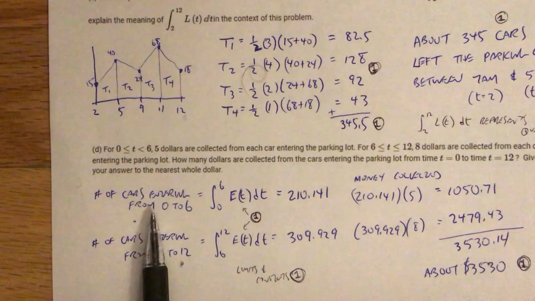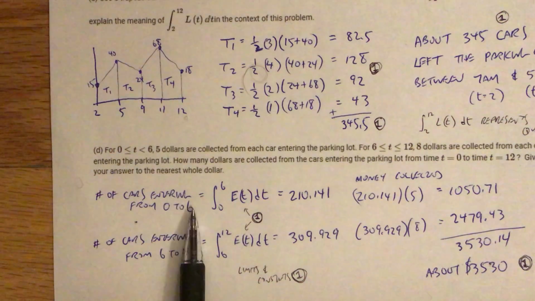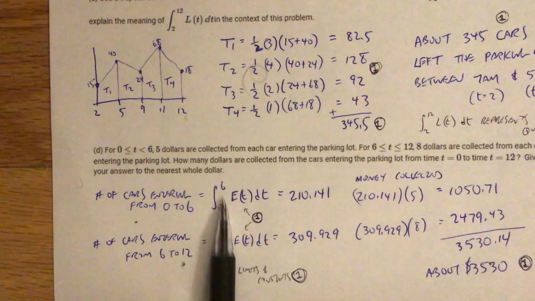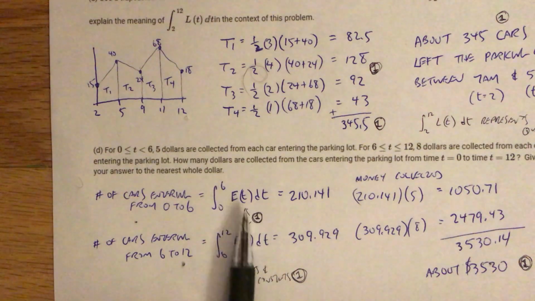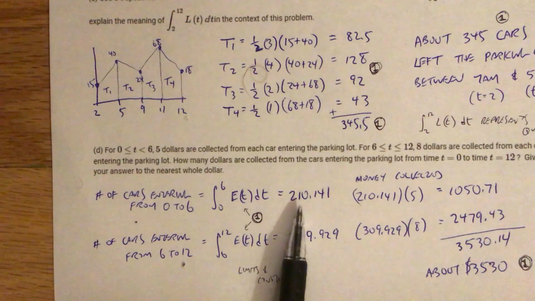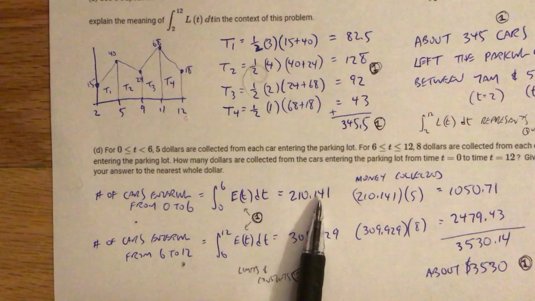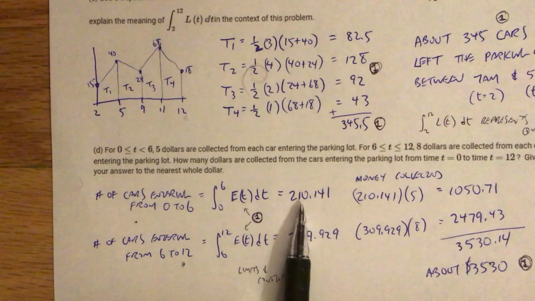How many cars entered from 0 to 6, basically 5 a.m. to 11 a.m.? Well, this is the integral that would represent that. Now, you could write out the whole thing. This time I just put E of t dt into a calculator and got 210.141. So once again, it's a mathematical model, so it's close, but it's a little bit off because it gives us a fraction of a car. So it's roughly 210 cars.